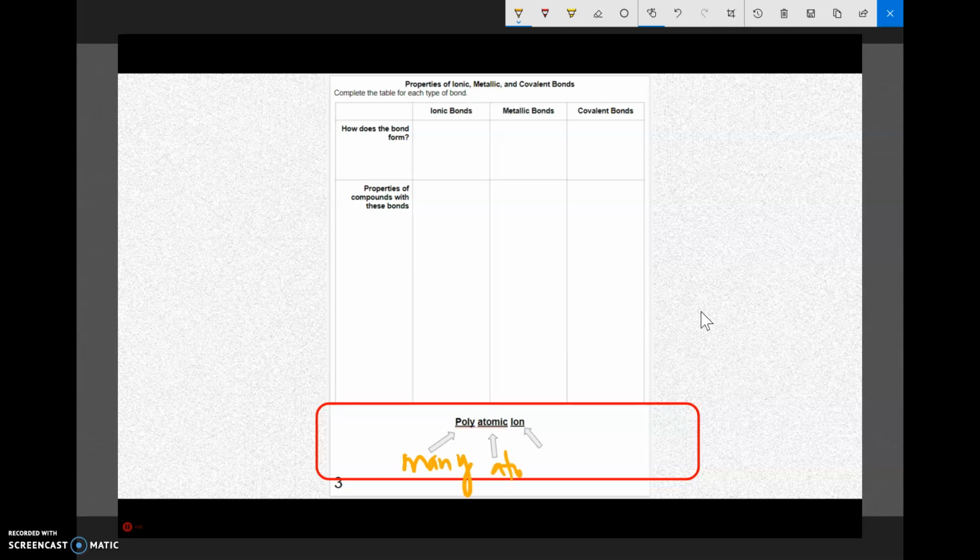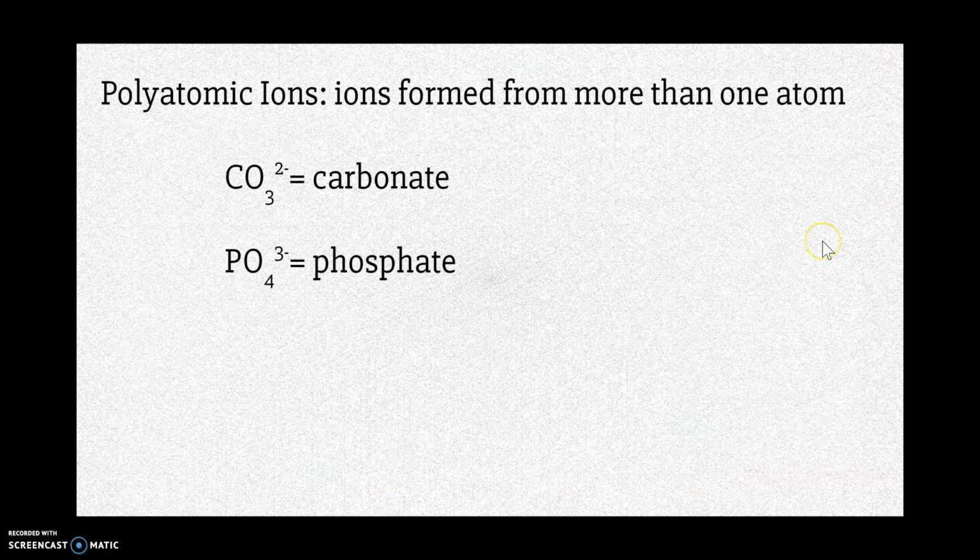Atomic means atoms. And ion means that we have a charge. So the definition of polyatomic ions is many atoms with a charge. So go ahead and put that down. Okay, and here's a textbook definition: ions formed from more than one atom, and they have a charge.